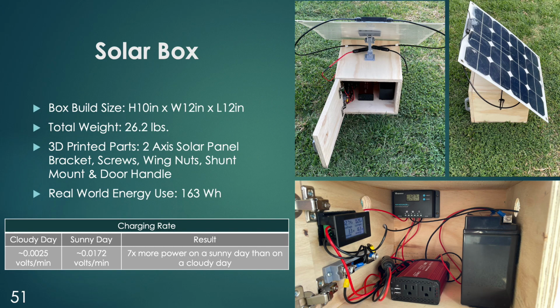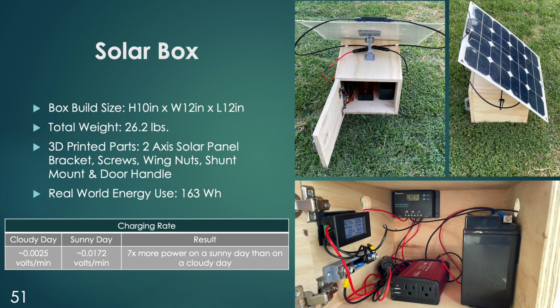Here we have an image of a solar box that I built and designed. The solar box is 10 by 12 by 12 inches with a total weight of 26.2 pounds. When using the 3D printer, I was able to print out parts for this system, and the parts used for this system were a 2-axis solar panel bracket, a shunt mount, and a door handle.